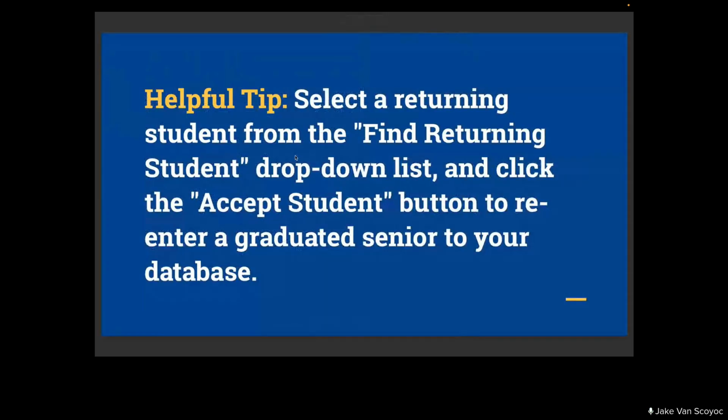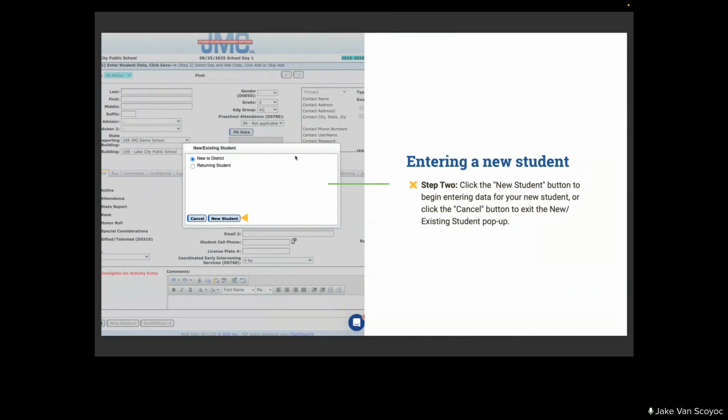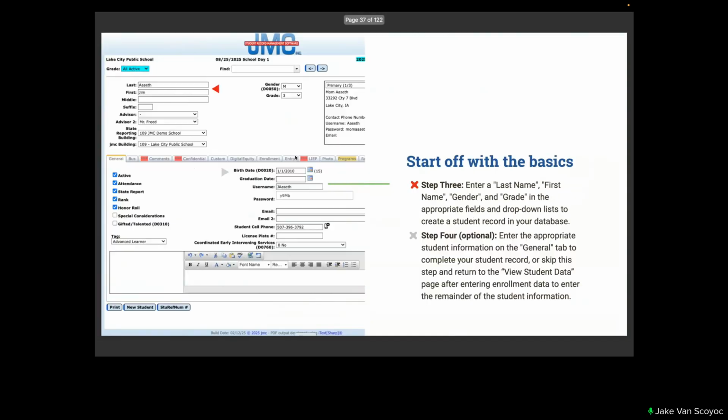Helpful tip: select a returning student from the Find Returning Student drop-down list and click the Accept Student box to re-enter a graduated senior to your database. If you're brand new to JMC, you're probably not doing this right out of the gate, but I'll let you know that is part of the process. Step 2, click the New Student button to begin entering data for your new student, or click the Cancel button to exit the new/existing student pop-up.